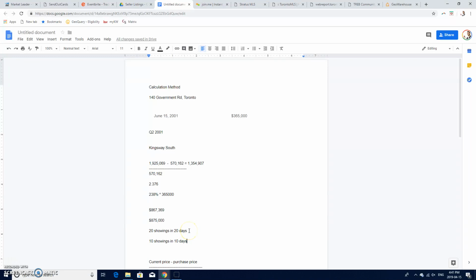So set your sellers' expectations using the calculation method. This is the number that, in my opinion, seems accurate. And comps are best. And we can always test the market by observing these two metrics.